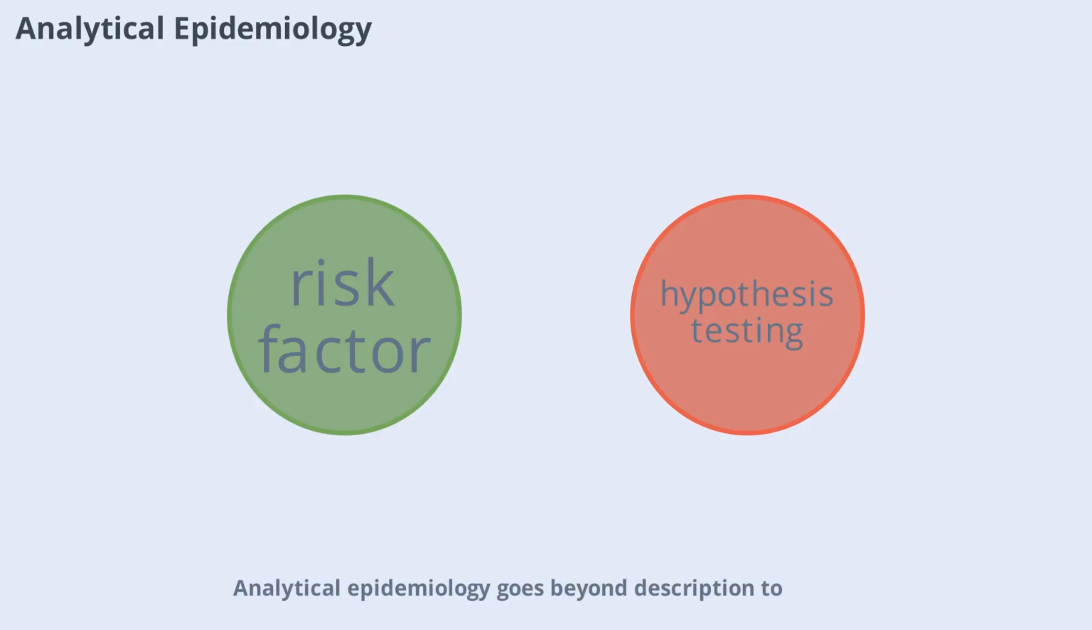Analytical epidemiology goes beyond description to investigate the causes of health problems. It compares groups to determine risk factors and test hypotheses about disease origins. For example, researchers might compare people who got sick with those who didn't to see what exposures or behaviors differ. Analytical studies help identify what's driving an outbreak or why certain populations are at higher risk. This deeper understanding guides targeted prevention and control strategy.